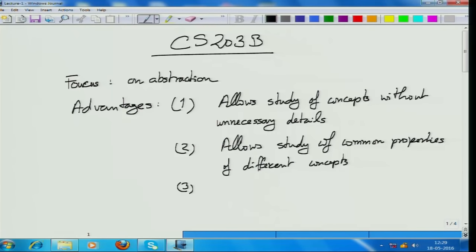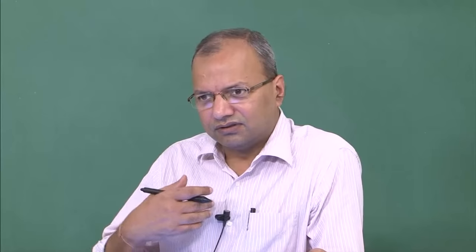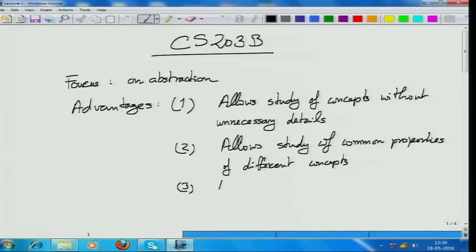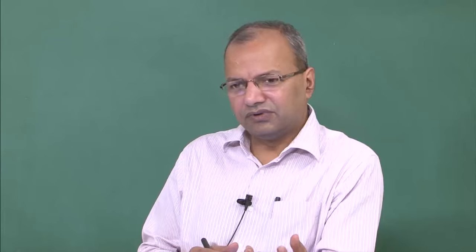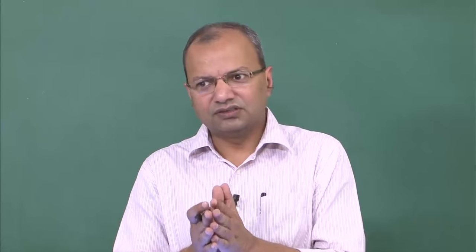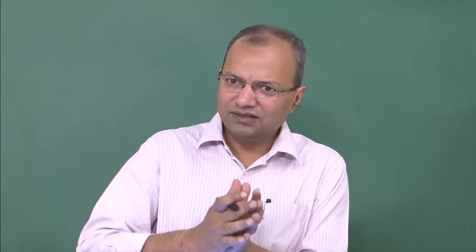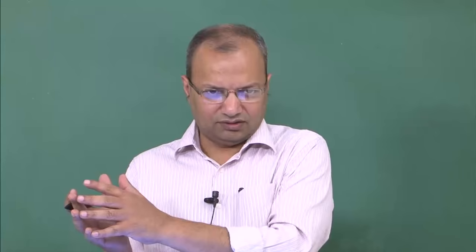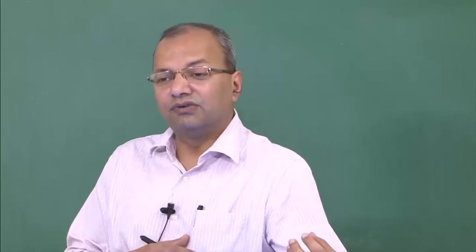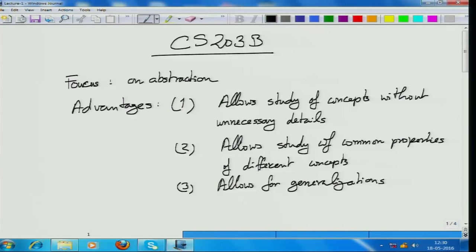And the third one, which is again very important, is that it allows us to take the properties that we have studied in the abstract and apply them in a completely different context. Which is another way of saying that it allows for generalizations. So there is a specific concept we abstracted the properties out of, studied those properties, and now this is the abstract world, so we can apply it anywhere that we wish to. So in a sense, what we study would be a much more general version of the specific thing we started from. Those are three very big advantages of abstraction.